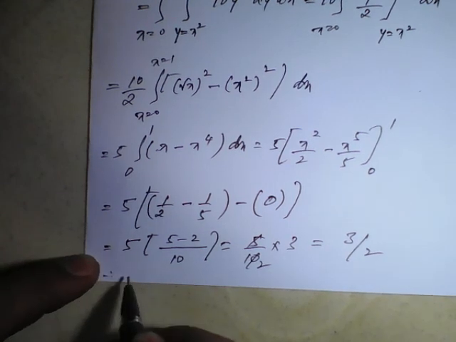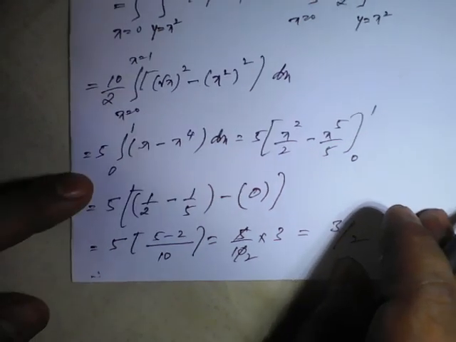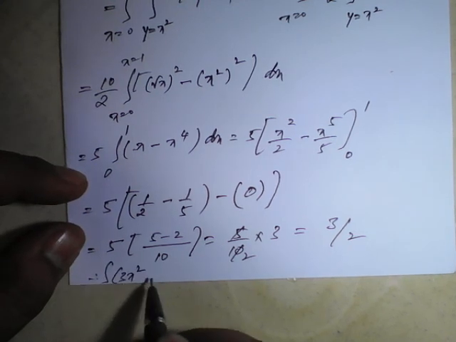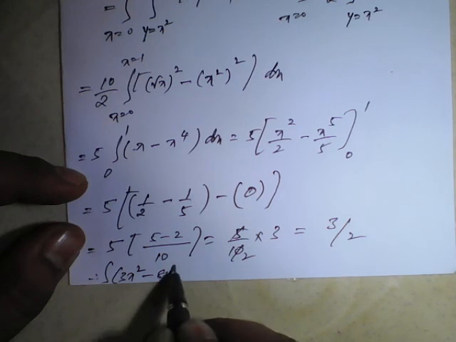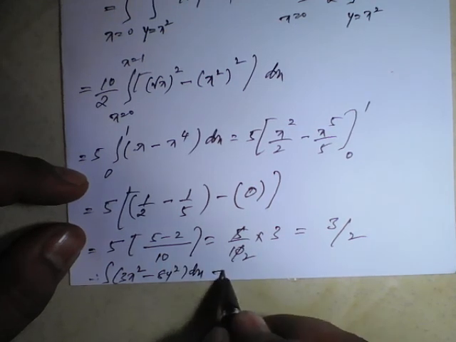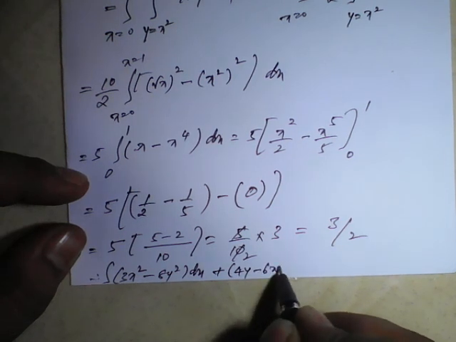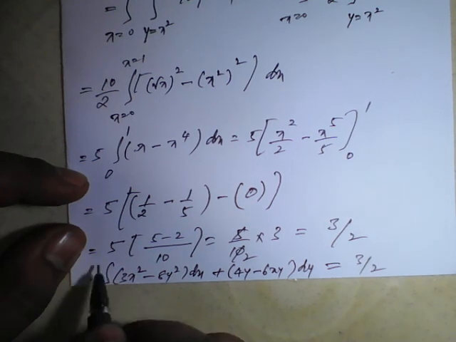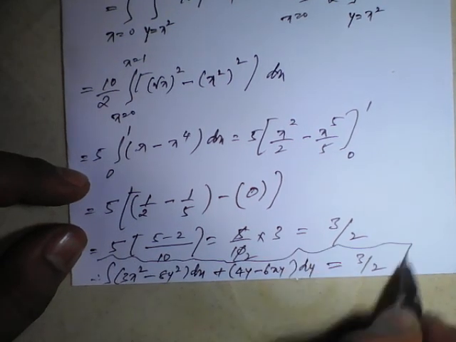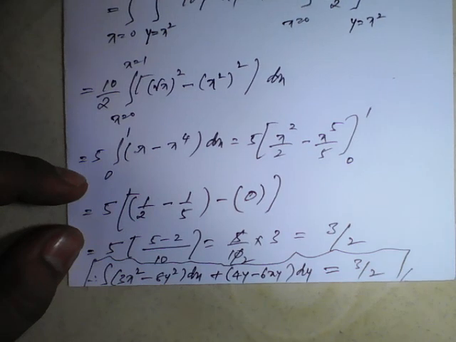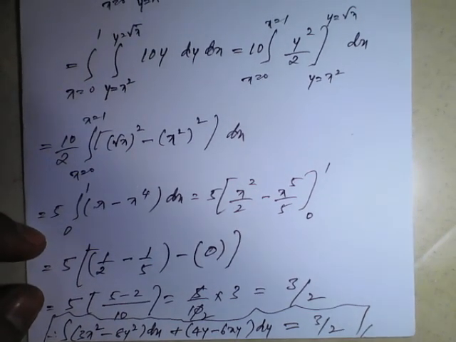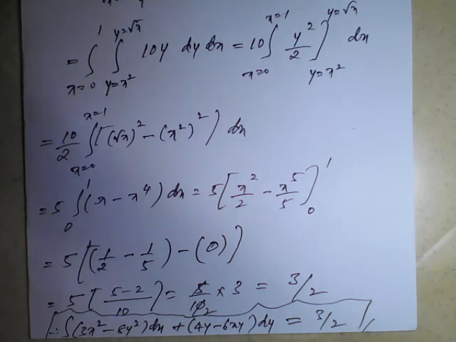Therefore the integration of 3x square minus 8y square into dx plus 4y minus 6xy into dy is equal to 3 by 2. So in this way we need to simplify the examples based on Green's theorem.